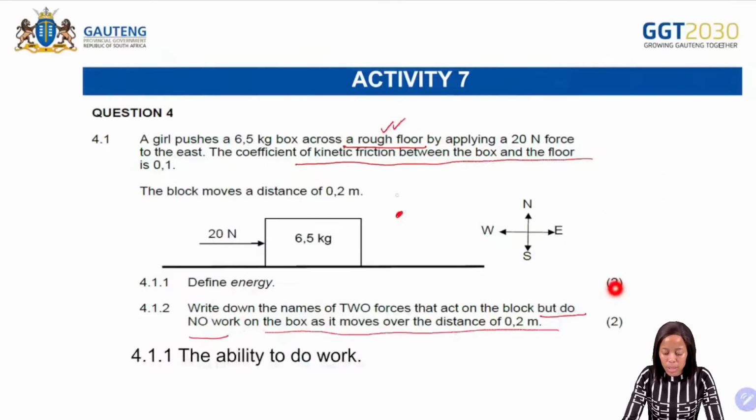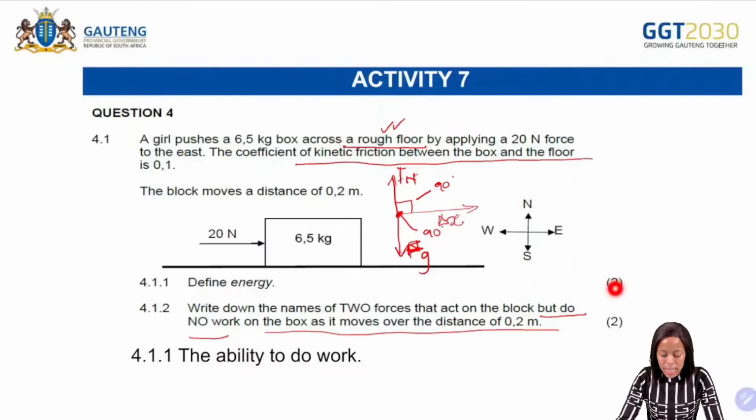What are the two forces that are going to be doing no work? It will be your normal force and your gravitational force. Why? If the object is moving to the right, that is your displacement. What is the angle between the displacement and the normal force? We said it's 90 degrees. If you say cos 90 degrees, it will give you 0. So the work done is 0.